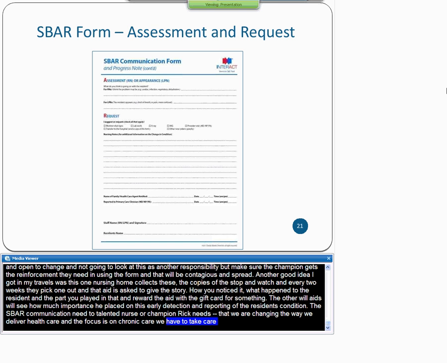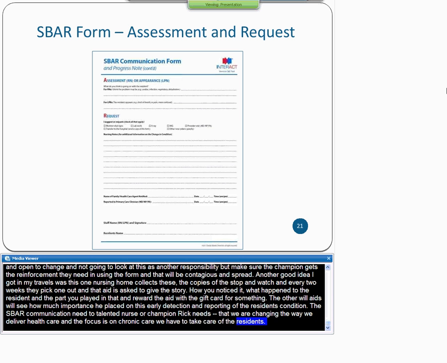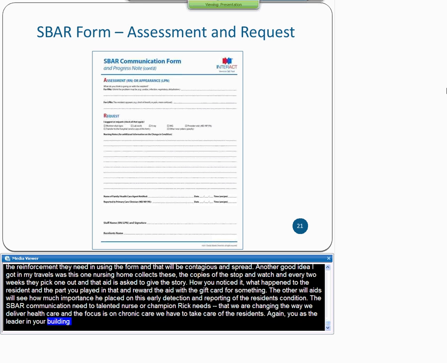That nurse on one unit on the 3 shifts should be asked to implement the communication form. And then again, you as the leader in your building can go and ask the doctor when Nancy reported to you about this condition, were you satisfied with the way she organized the report? And whatever, hopefully it's positive, feedback you get, give it to the nurse. Let her know Dr. Smith was very impressed with the way you gave your report.